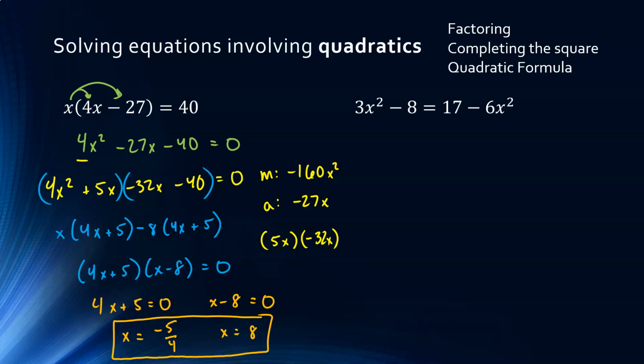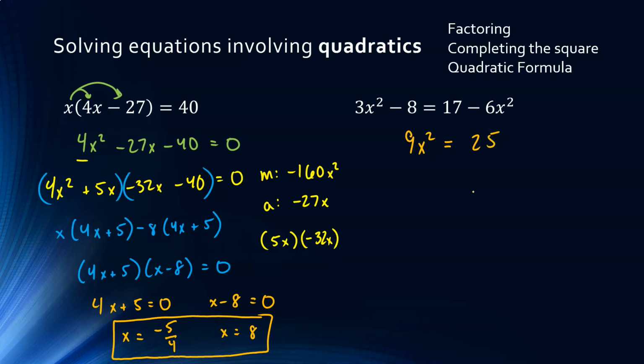Let's try this next one together. So this next one's a little different. I'm going to group all the variables on one side, so I'm going to add 6x squared to both sides. So when I do that, I would get 3x squared plus 6x squared, so I'd end up with 9x squared on the left. And I'm going to add 8 to both sides, and so on the right, 17 plus 8 would be 25.